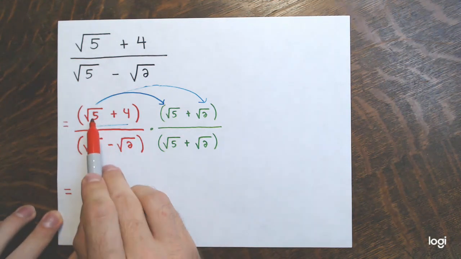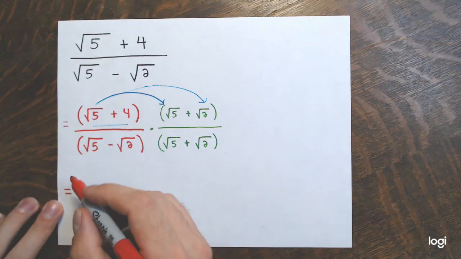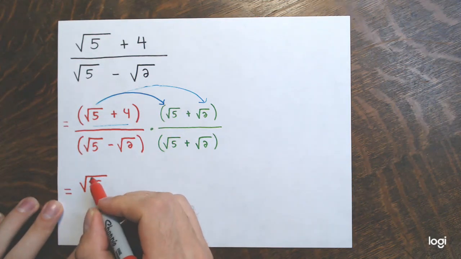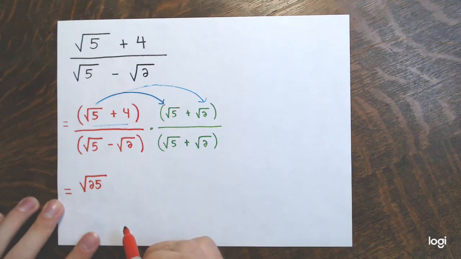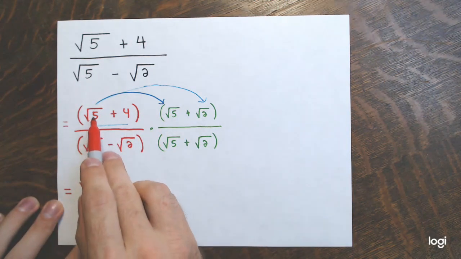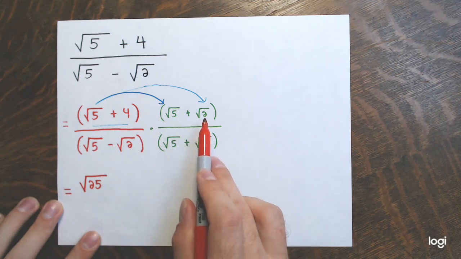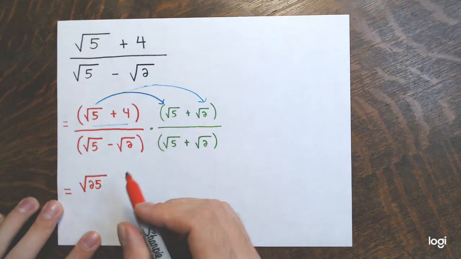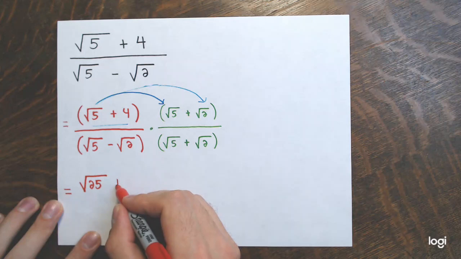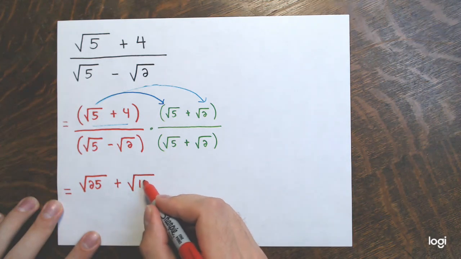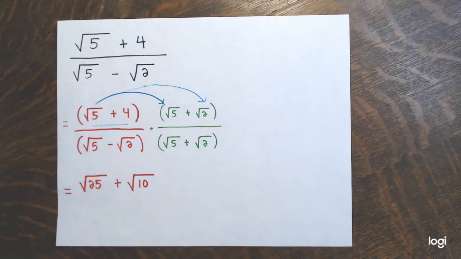So in the numerator I have the square root of 5 times the square root of 5, that's the square root of 25. Those are both real, so I can put them together like that with the product property. And then I have the next term, square root of 5 times positive square root of 2, so that'll be positive. I can use the product property again because they're both square roots. That's the square root of 10, 5 times 2.